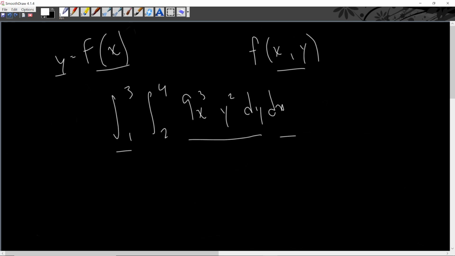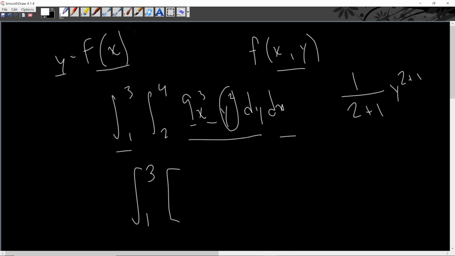So we're integrating with respect to y, which means that x is going to be treated as a constant for right now. We're going to have y squared, so 1 over 2 plus 1 times y to the 2 plus 1, so 1 over 3 times y cubed, and then 9 over 3 is going to be 3, so we're going to have the integral from 1 to 3 of this value 3x cubed times y cubed, and then with the values y equals 4 and y equals 2.